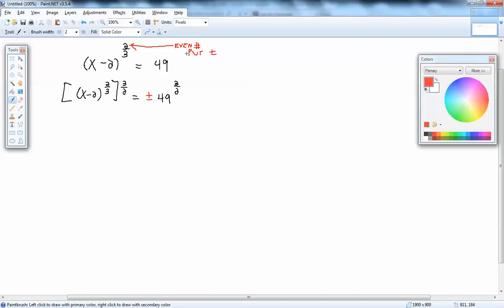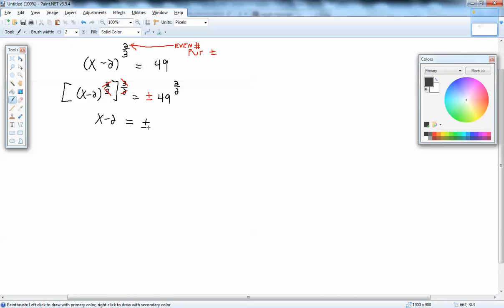Now if I have an odd number up on top, like if I have this as 1/3, then you do not put the plus or minus. It's only when you've got an even number up on top, and again, this is before you take both sides to a power. The reason you take both sides to the reciprocal is because these numbers will cancel, and then the 3's will cancel, and we're left with x minus 2 equals plus or minus.